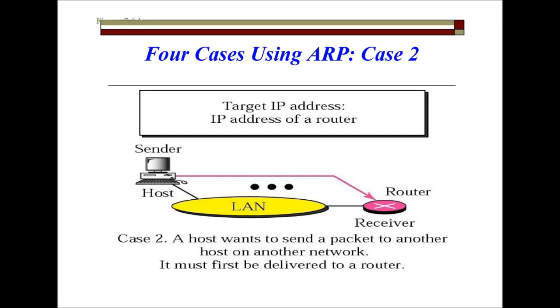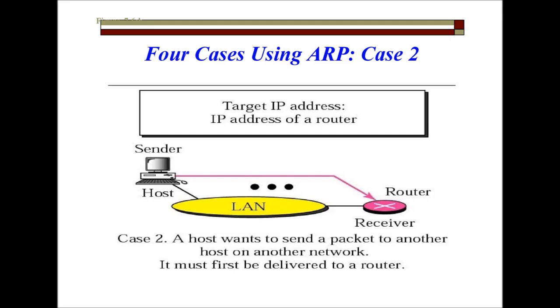Case number 2, target IP address of a router. So dear students, whenever we use a router, it means that we are going to use a wide area network. Over here you can see the sender device, which is the host device, and the local area network, and then the router, which is a receiver device. It means that your device is connected to a wide area network with the help of a specific router. So in this network, the router is used for wide area network communication.